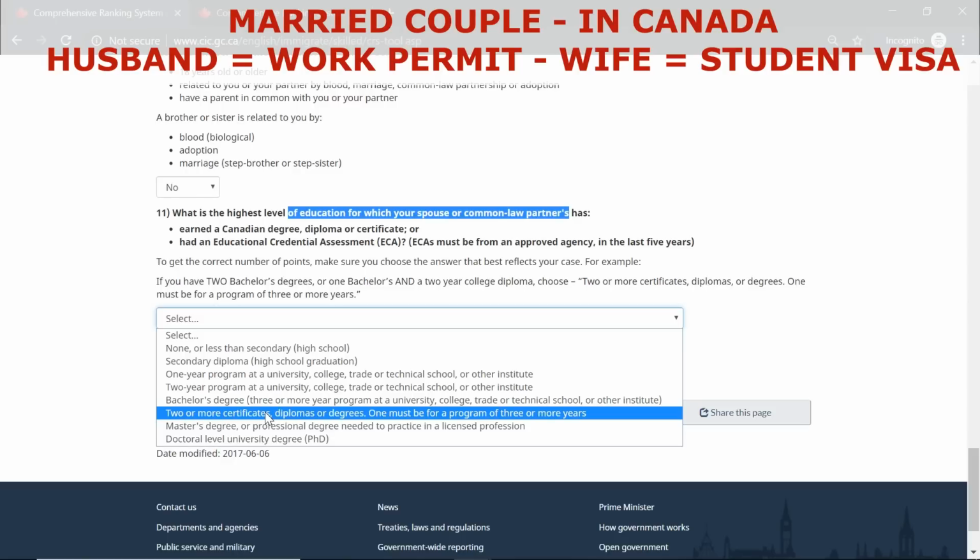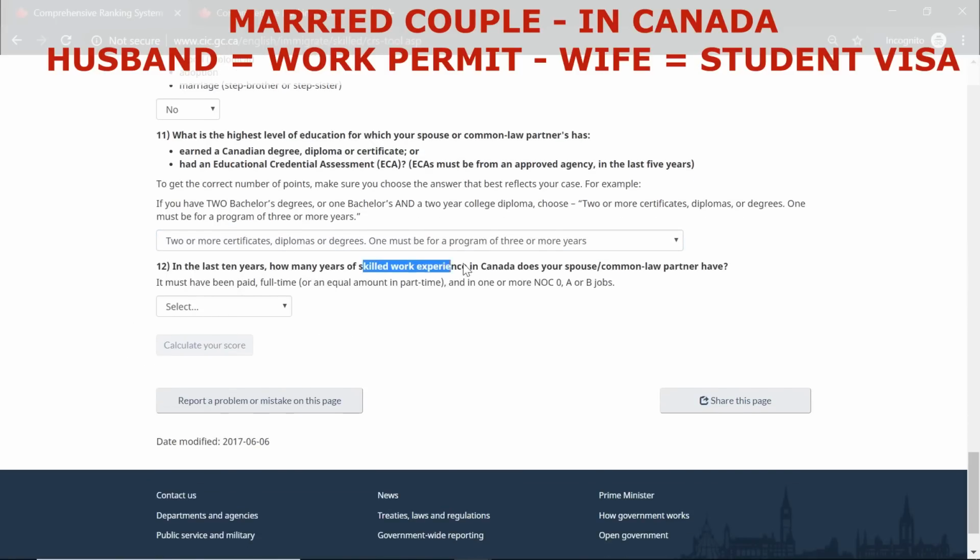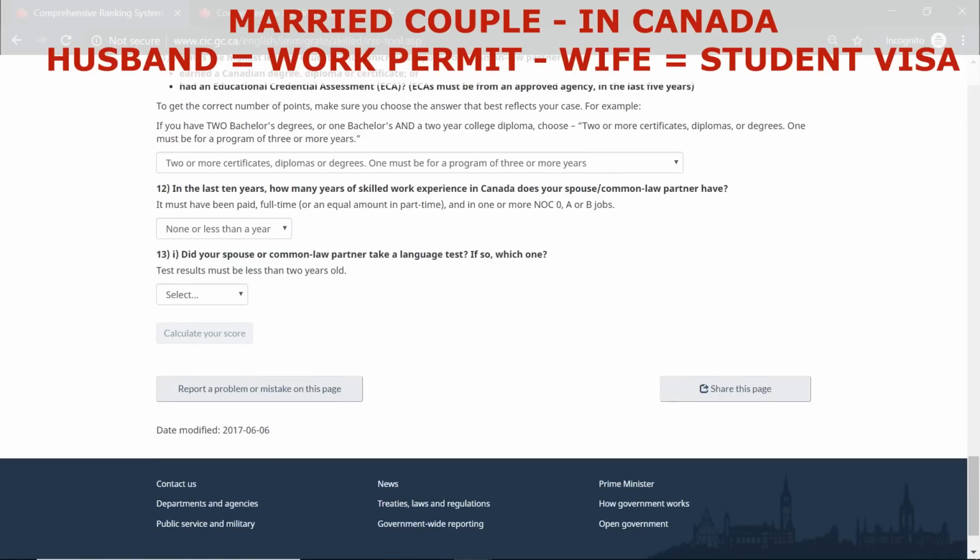They're able to come to Canada both together, and one go to school and one work. So let us say that now, from the perspective of the spouse, the husband is working for 1 year, and now the spouse has 2 or more certificates because he went to school in a country and he come here and he go to school again. In the last 10 years, how many years of skill experience in Canada? We're going to say you haven't had any, right? Because you're going to school in Canada, right?